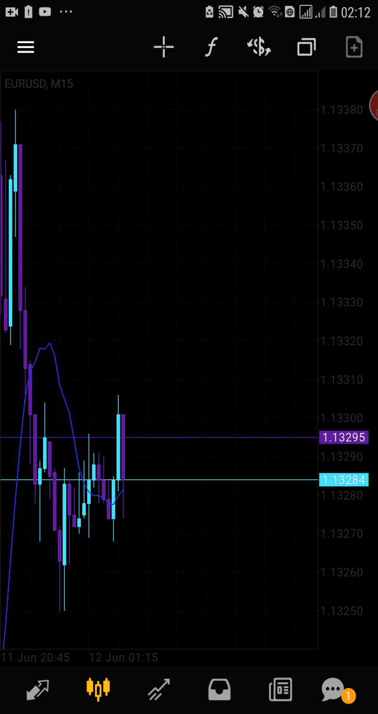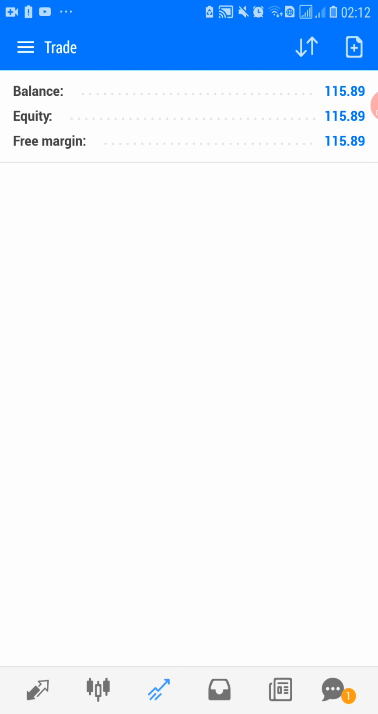So spread is the difference between the ask and bid price. It's how the brokers make their money. Balance is the total value of the closed trades.